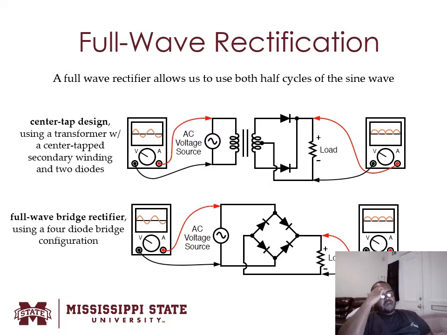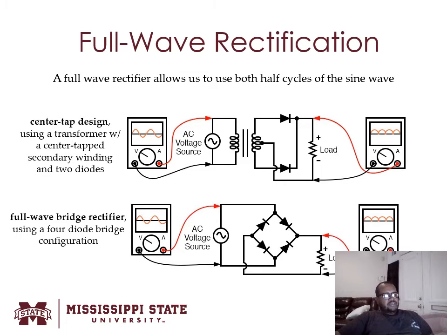All right. So now I want to talk about full wave rectification, right? So remember before we were only taking, we were able to use half of that sinusoidal wave. Now I want to take advantage of both half cycles of the sine wave. Okay. So there are a couple ways to do it, right? One, I can use a transformer, right, which is called a center tap design, right? So I can have a transformer with a center tap and secondary winding and 2 diodes, okay? Or I can use a full wave bridge rectifier that uses a 4 diode bridge configuration, okay?